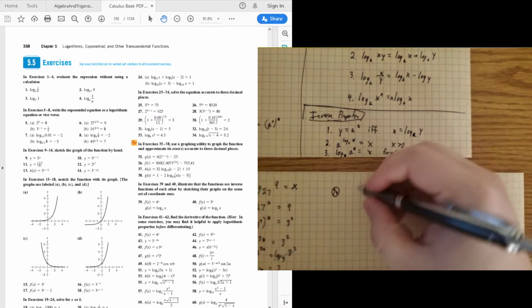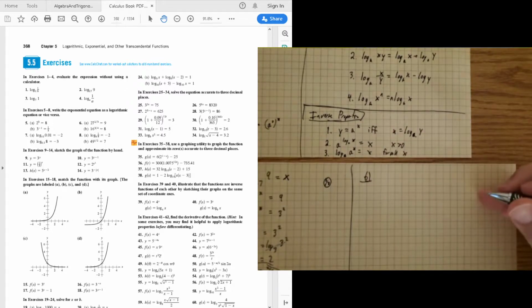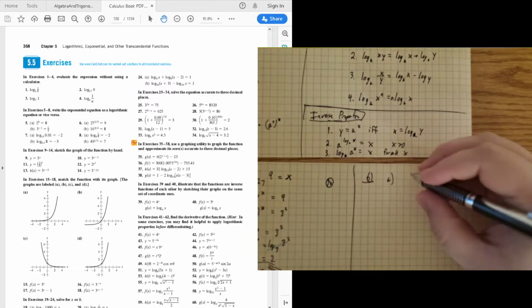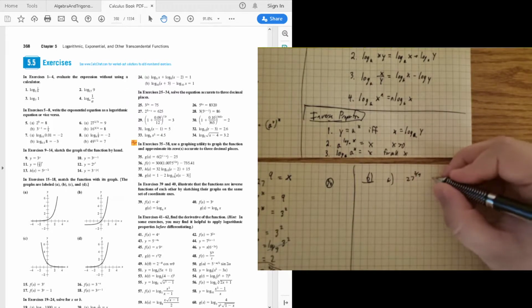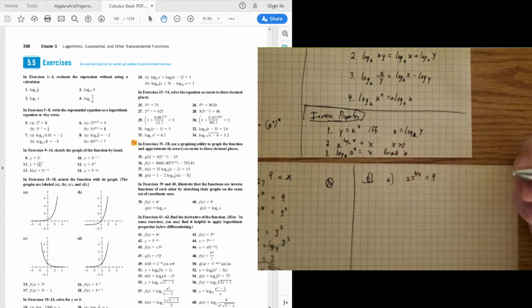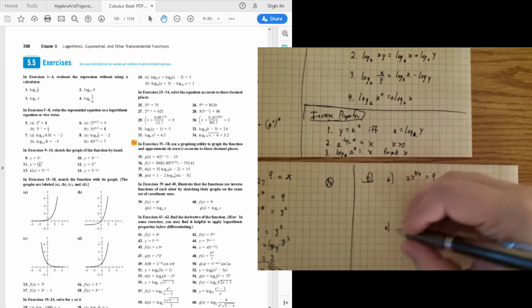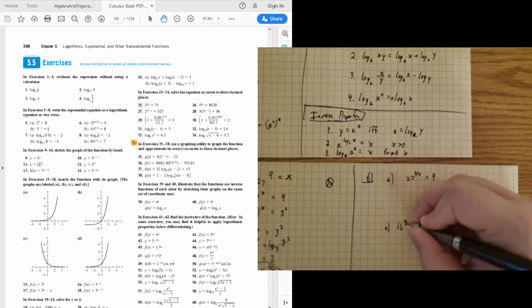Let's now look at things like number 6. On number 6, it says write the exponential equation as a logarithmic equation or vice versa. Okay, well, let's look at 6. We have 27 to the 2/3 power equals 9. And part B, which we'll do later, says we have 16 to the 3/4 power equals 8.